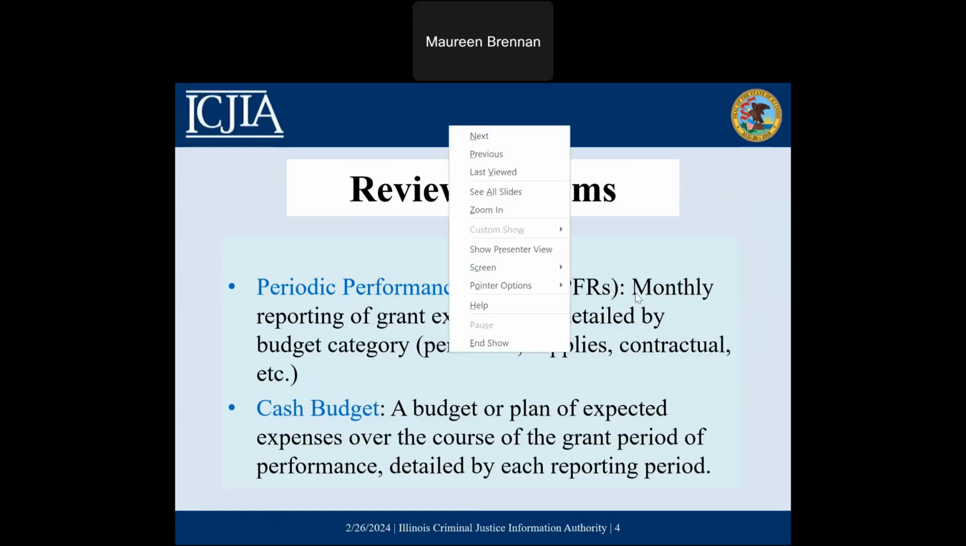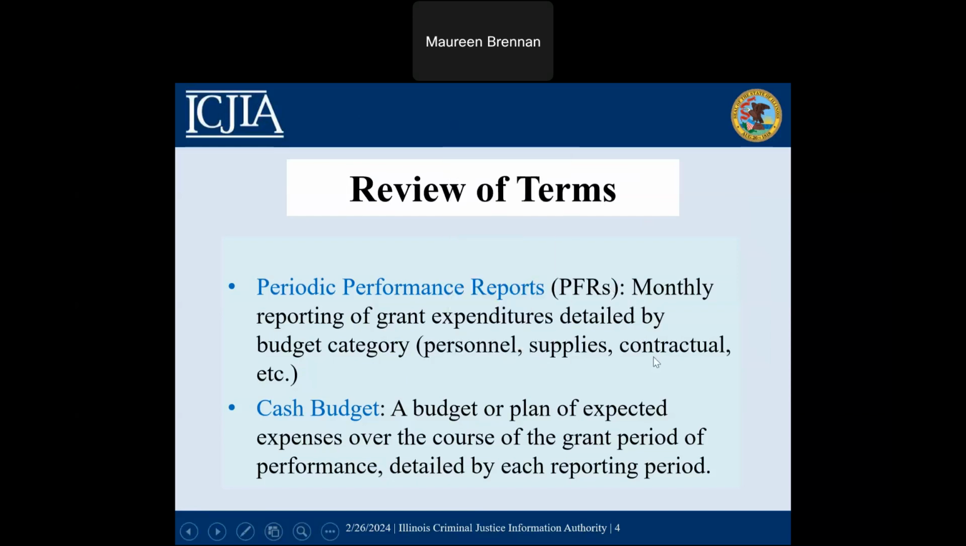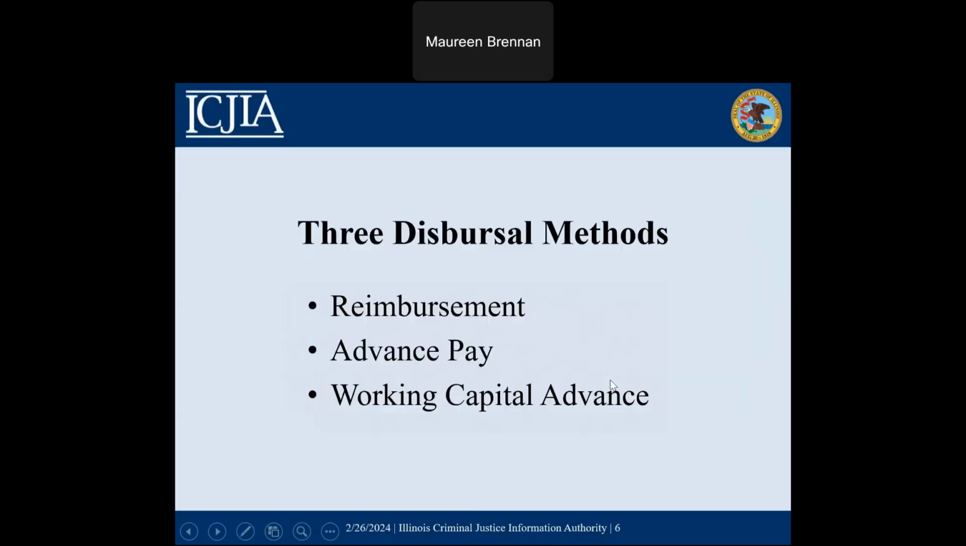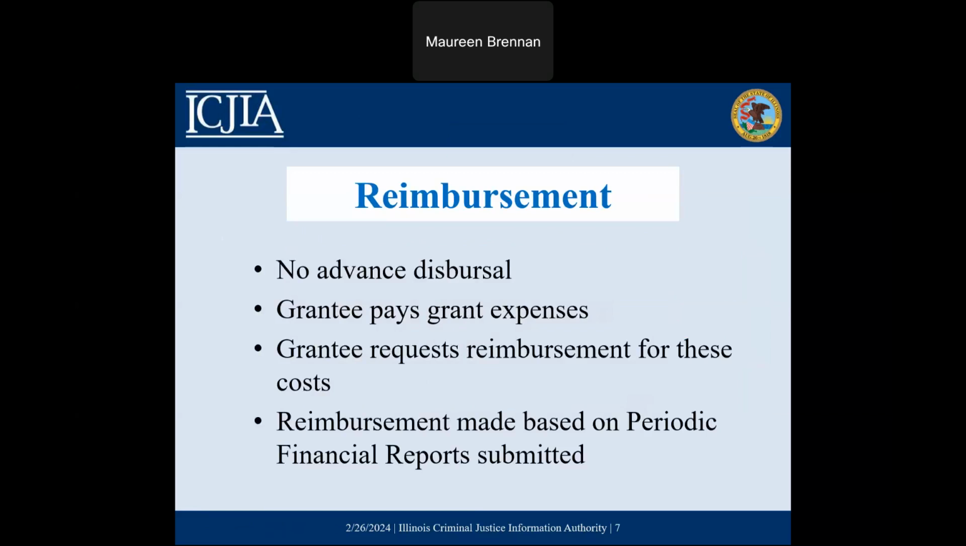So let's look next at the dispersal methods. We have, as I said, three dispersal methods: reimbursement, advance pay, and the working capital advance. For the reimbursement method, that is by far the simplest. There's no advance dispersal. A grantee pays their grant expenses. They request reimbursement for those expenses on their monthly PFR.